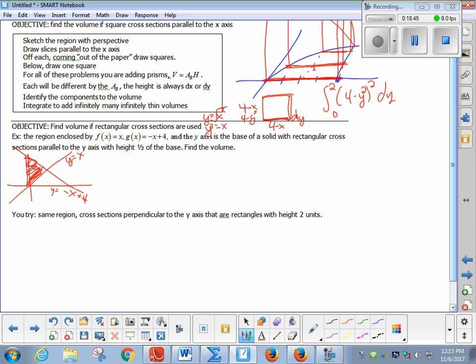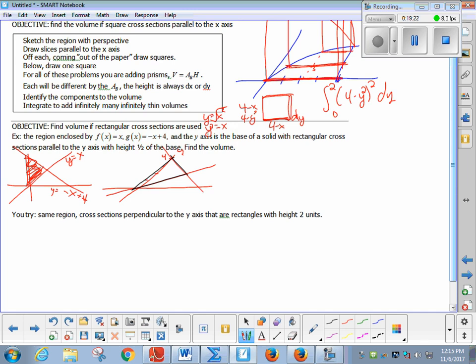So in perspective, you're going to draw it more at an angle. Draw y equals x through the origin, and y equals negative x plus 4, crossing the y-axis at 4, okay? This region in black is the base. Understood? Okay.